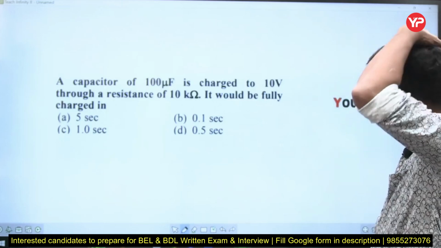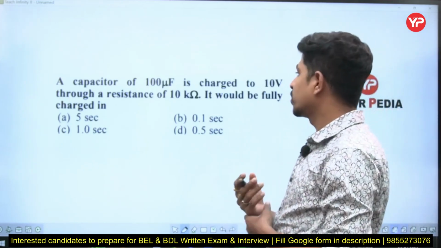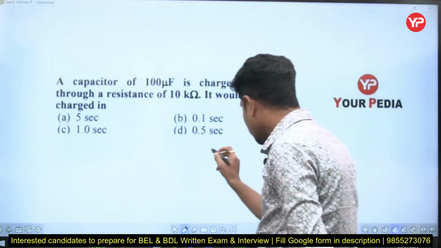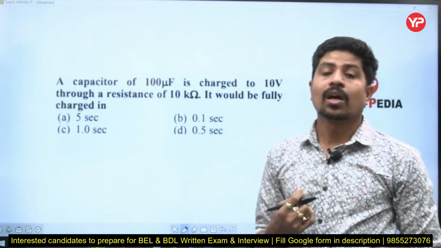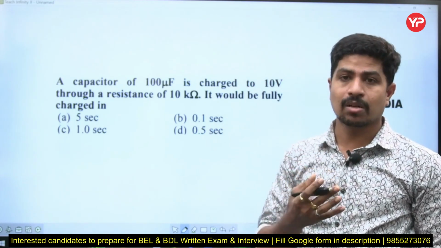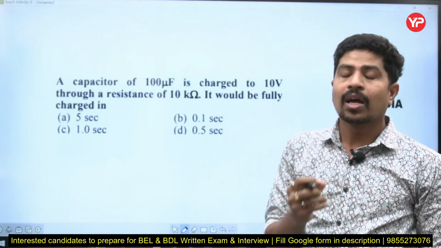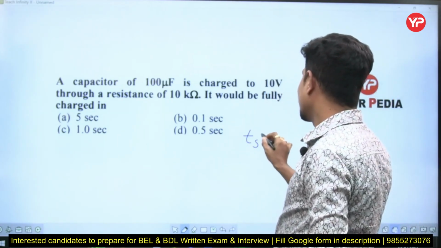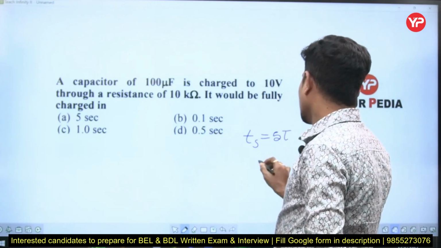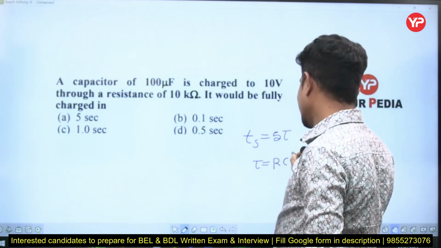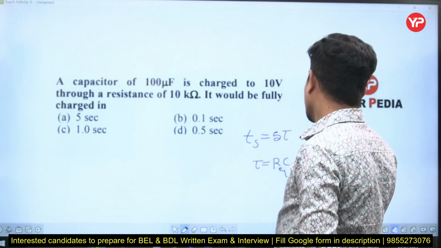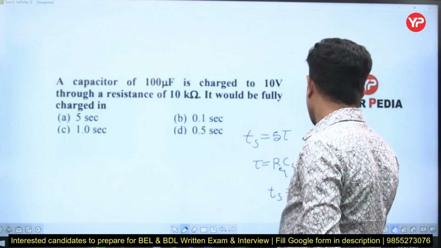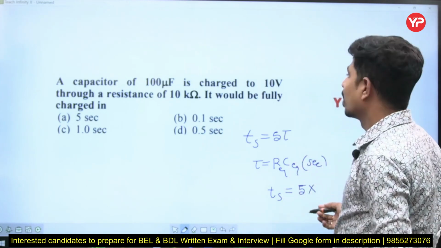Next question please. A capacitor of 100 microfarads is charged to 10 volts through a resistance of 10 kilo ohms. It would be fully charged in. I explained in class that for full charging of a capacitor or full storage of an inductor, the approximate time taken is 5 times the time constant. We simply call it the settling time, that is equal to how much? 5 tau. Tau is equal to RC for an RC network, R equivalent into C equivalent. The units of tau are seconds. Therefore, settling time is equal to 5 into tau. Tau is R into C.